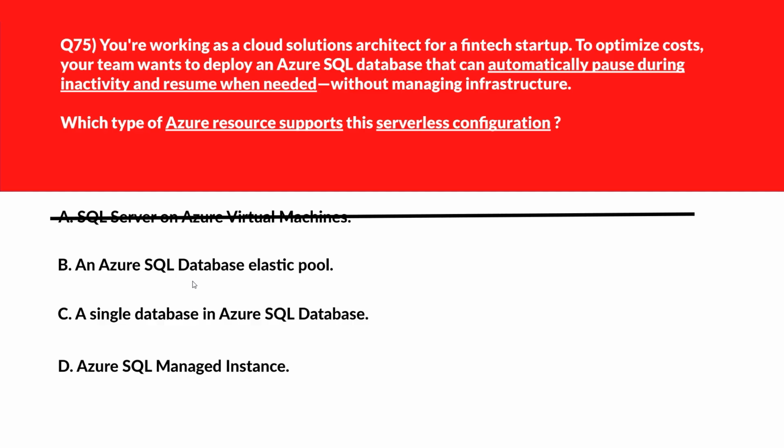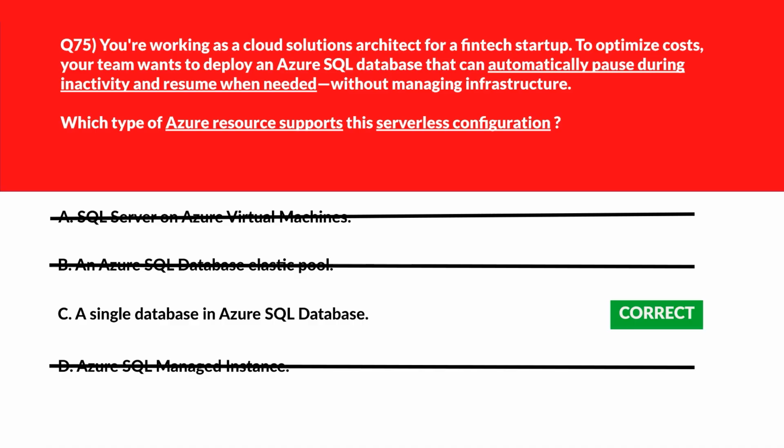B says an Azure SQL database elastic pool. Elastic pools use provisioned compute, not serverless configuration. Incorrect. We'll move to C. C says a single database in Azure SQL database. Serverless compute tier is available only for single databases in Azure SQL database. We'll keep it. We'll move to D. D says Azure SQL managed instance. Managed instance supports fixed compute tiers, not serverless scaling. We'll eliminate it. We'll lock option C as the right answer.